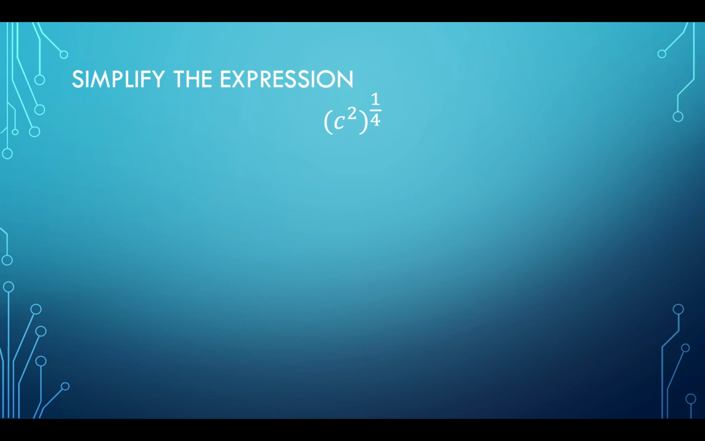Let's simplify this expression. c squared all to the 1/4 power. It's okay. It's a fraction. That's nothing to be worried about. You could still multiply the same way. So now you're doing c to the 2 times 1/4.